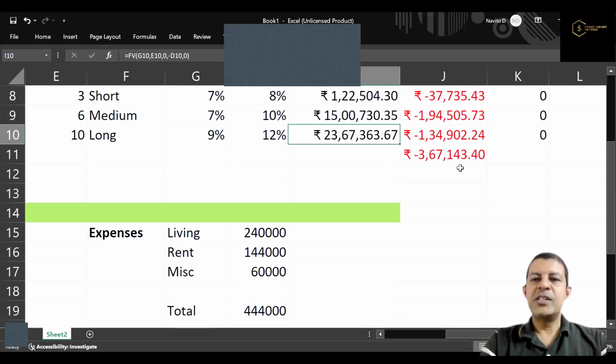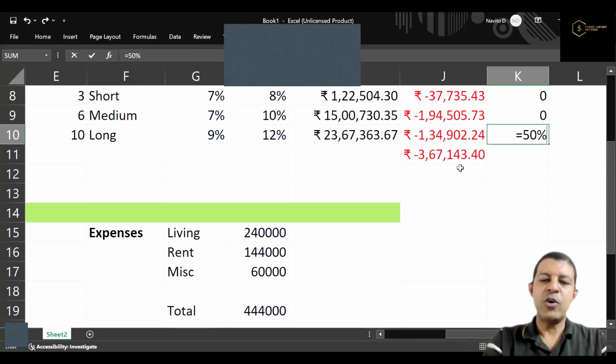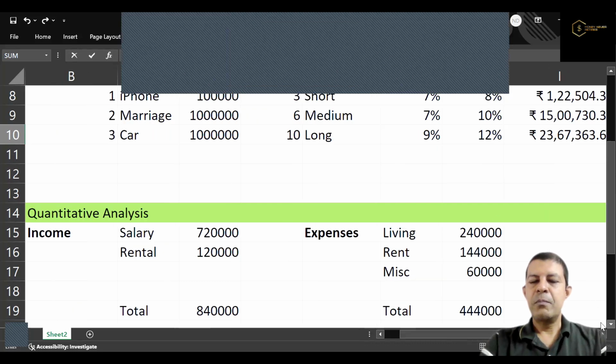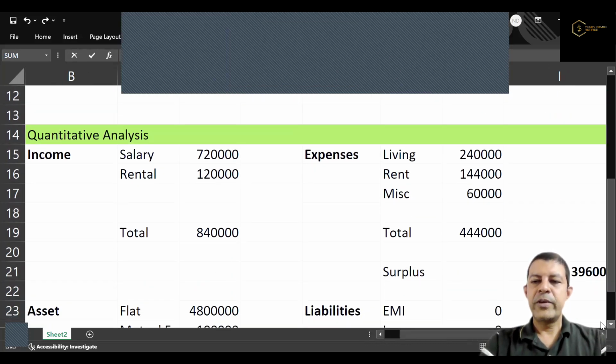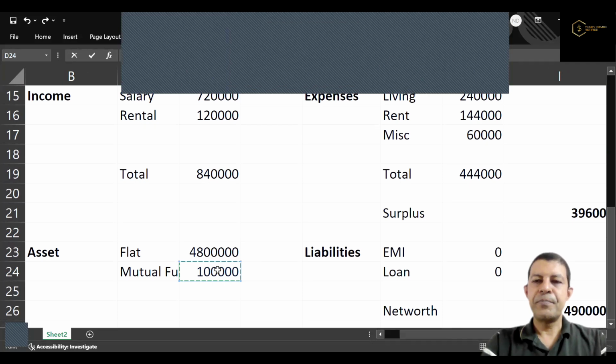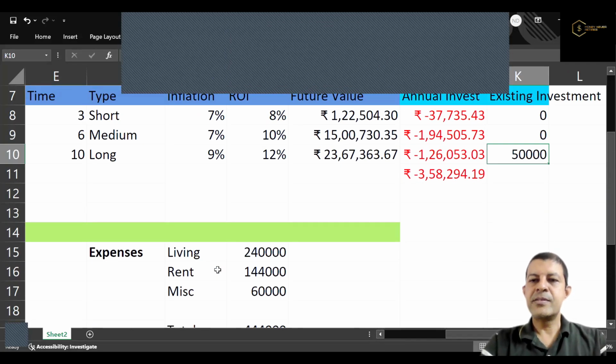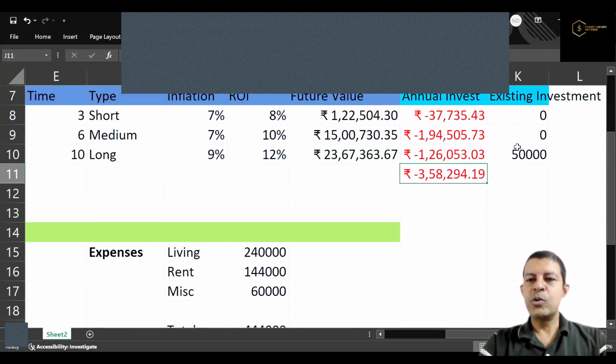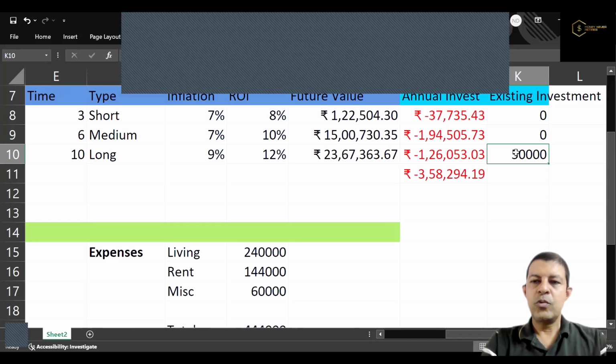Now if we consider some existing investment, let's say Ramesh keeps in mind that he wants to allocate 50% of his mutual fund investments to buying the car, then we can consider 50% of the mutual fund. Then, as you see, the annual investment goes a little lower. It was 3,67,000, and that is now 3,58,000.